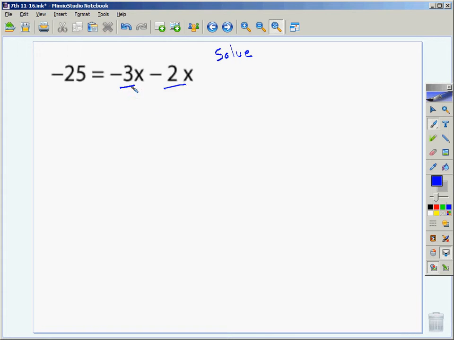Please do not get confused. This is a negative 3x. This is either plus a negative 2x or minus 2 more x. I attach the sign. They both have the same sign. I add them together. So that's the first step. I simplified what was there. Make sure you're writing the steps down. Again, shouldn't have to say these things at this point in the year.